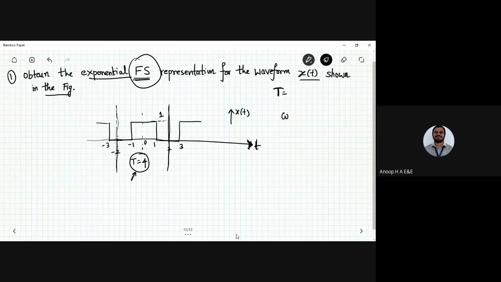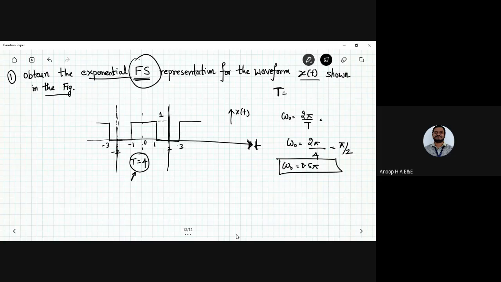Omega naught is 2 pi divided by T. Omega naught is what we need in our exponential Fourier series representation, that is 2 pi divided by 4, which is pi by 2. So omega naught is 0.5 times pi. This is how I find omega naught: 2 pi divided by T, that is 2 pi divided by 4, equal to pi by 2, or 0.5 into pi.